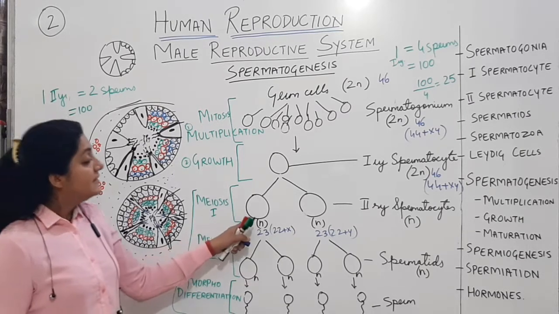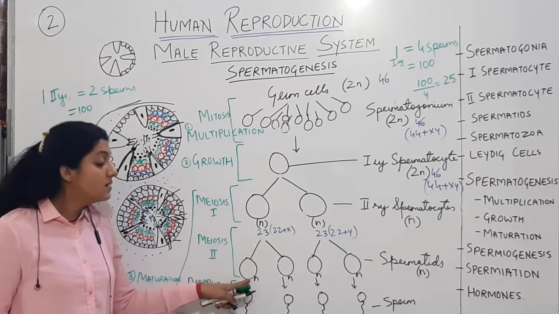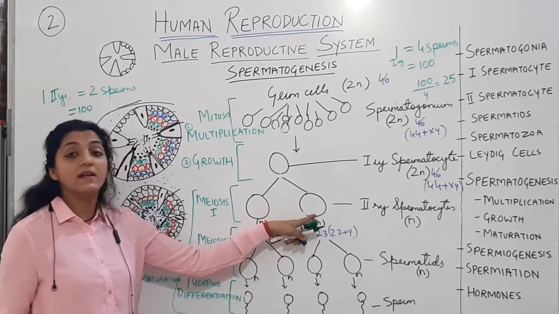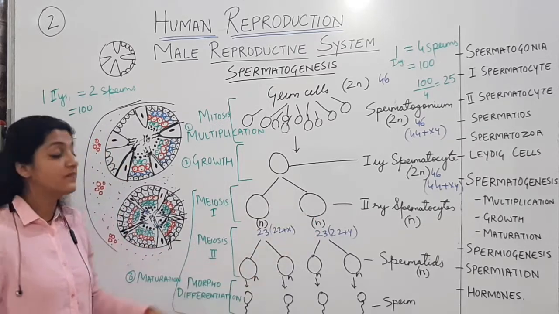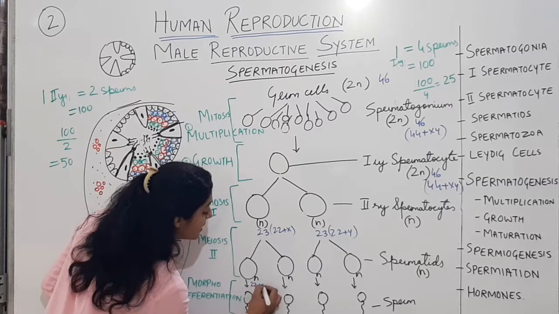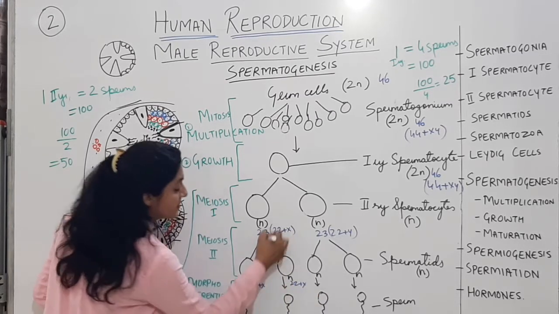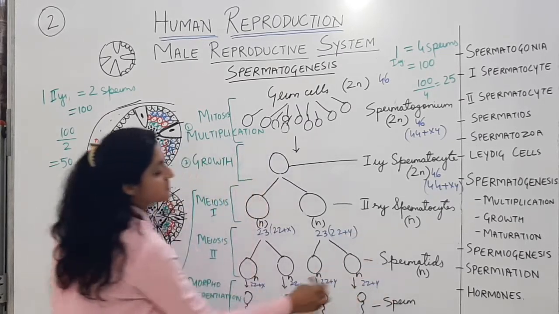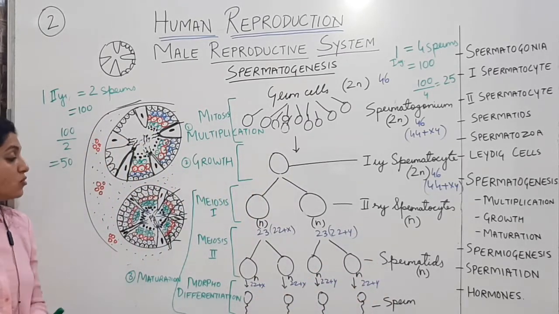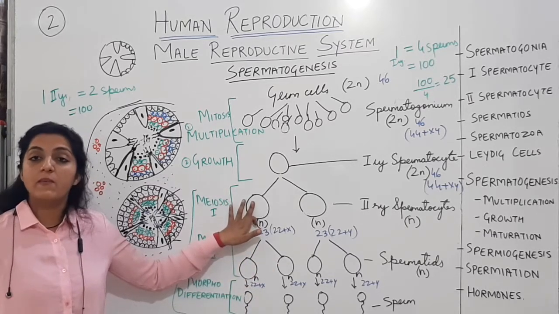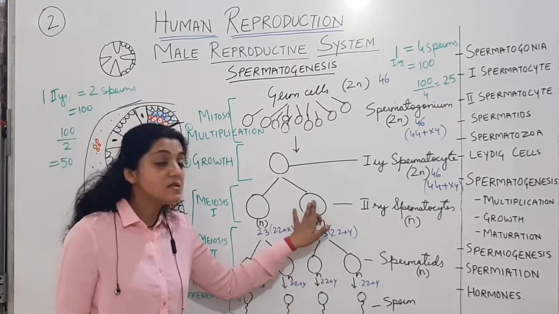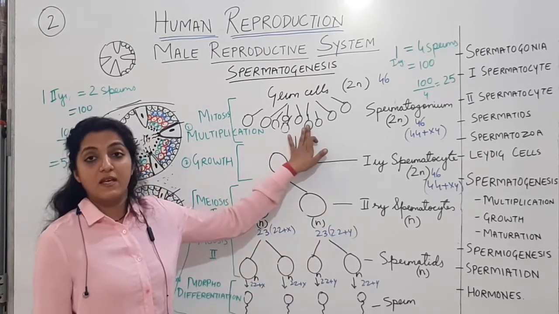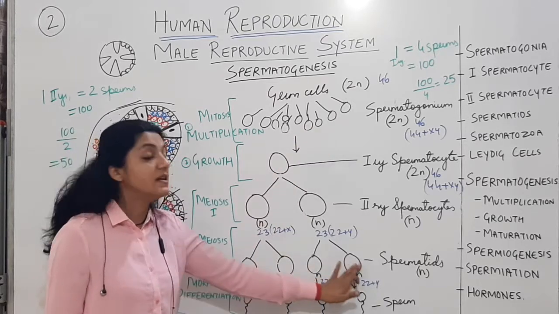These secondary spermatocytes again undergo division and form haploid cells. These 2 secondary spermatocytes are going to form 4 spermatids. So you will have 22 plus X, 22 plus X from this, and 22 plus Y, 22 plus Y from this. Two spermatids from this one secondary spermatocyte, two spermatids from the other. So एक spermatogonium से हमको 4 spermatids मिल रहे हैं.